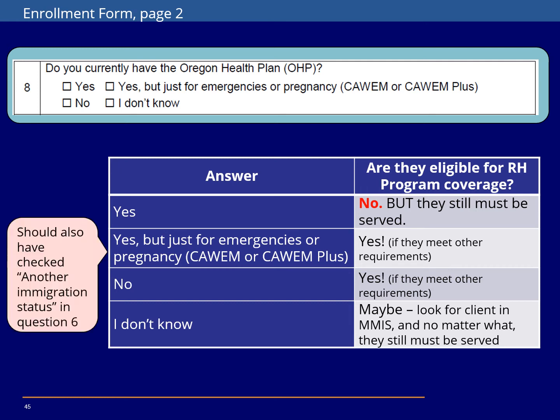Note that if a client checked that they have CAWEM or CAWEM Plus, they should also have checked that they have another immigration status, as CAWEM and CAWEM Plus are only available to clients with another immigration status. If a client checked no, they may be eligible for RH program coverage. But if the client checked I don't know, you should look them up in MMIS because claims submitted for clients with OHP will be rejected.